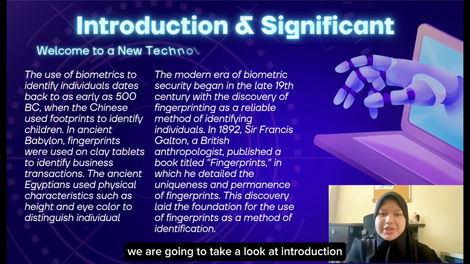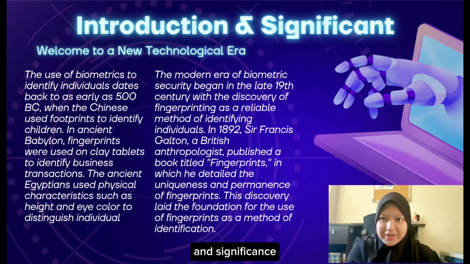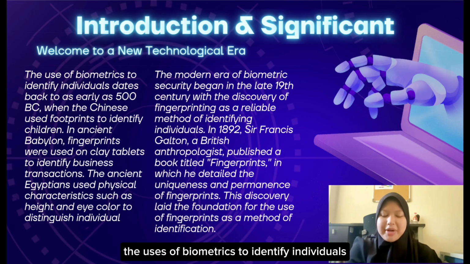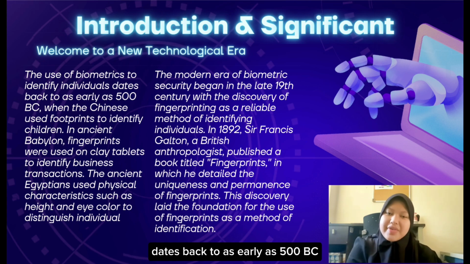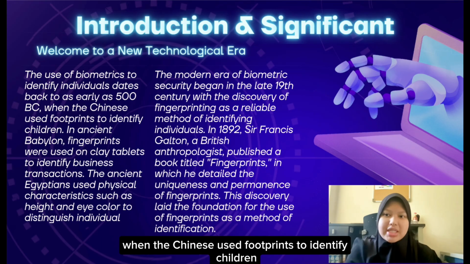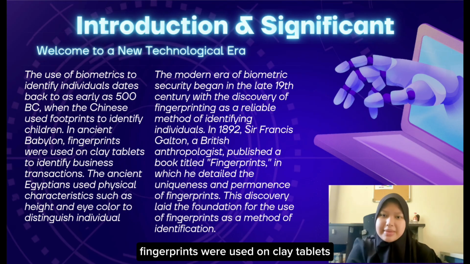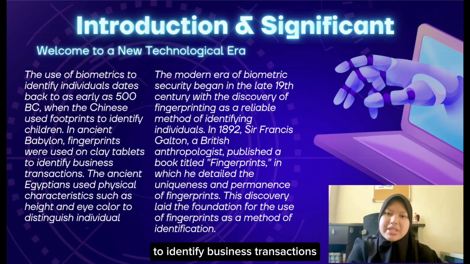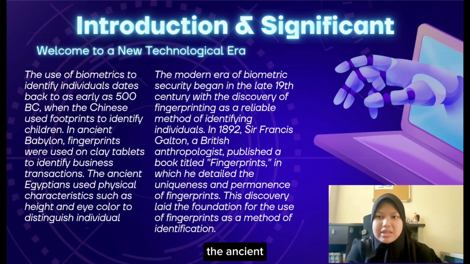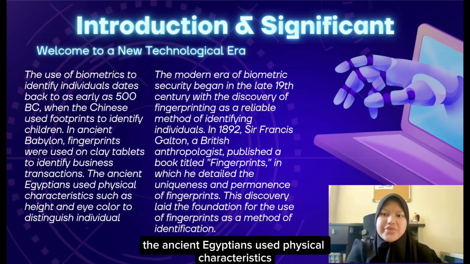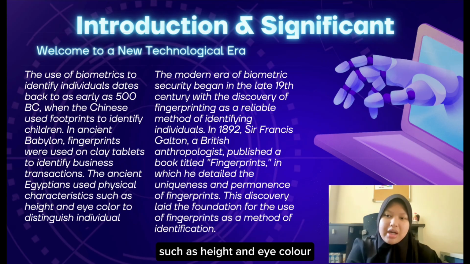So right now we are going to take a look at introduction and significance. The use of biometrics to identify individuals dates back to as early as 500 BC, when the Chinese used footprints to identify children. In ancient Babylon, fingerprints were used on clay tablets to identify business transactions. The ancient Egyptians used physical characteristics such as eye color to distinguish individuals.